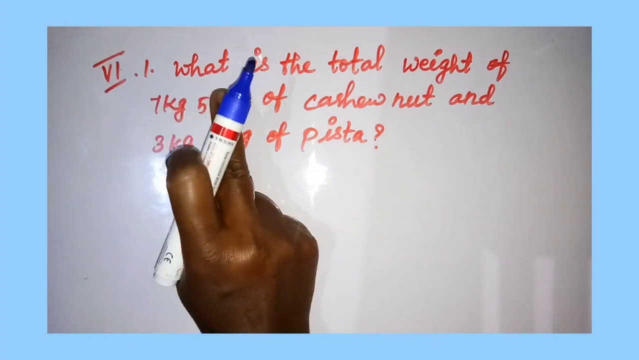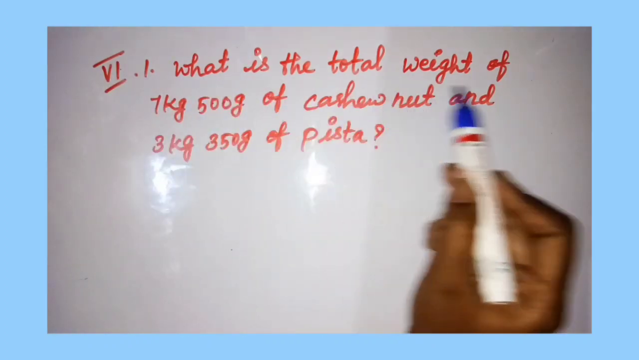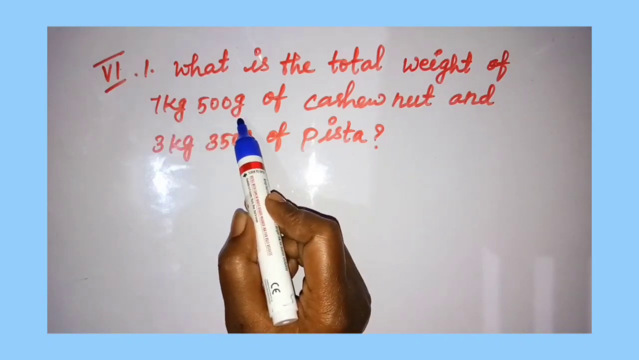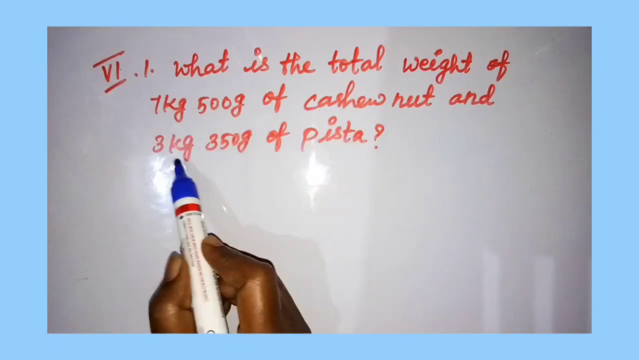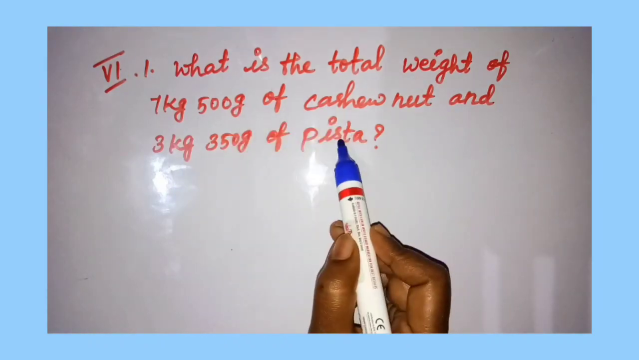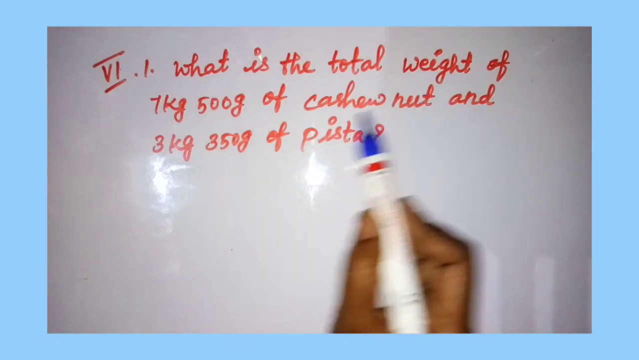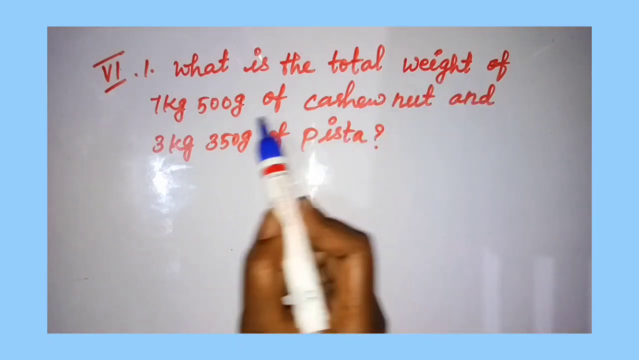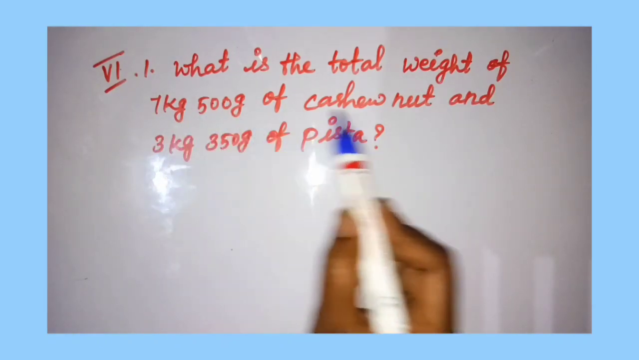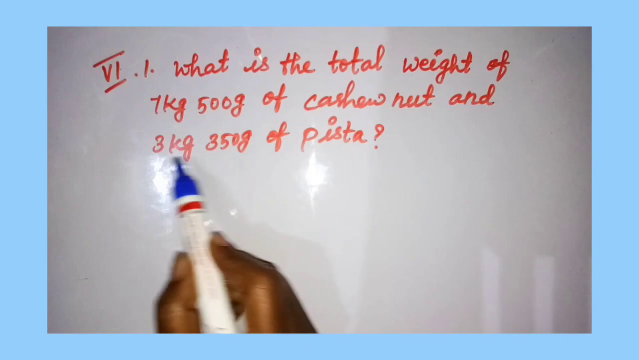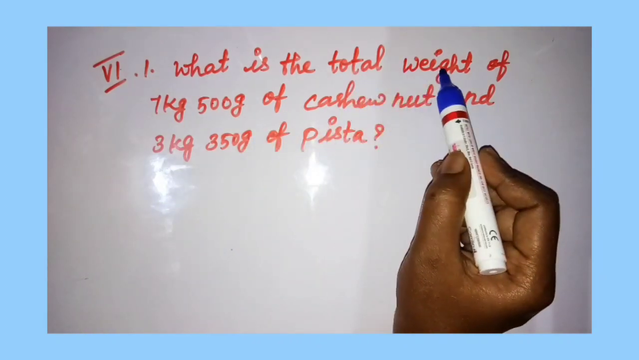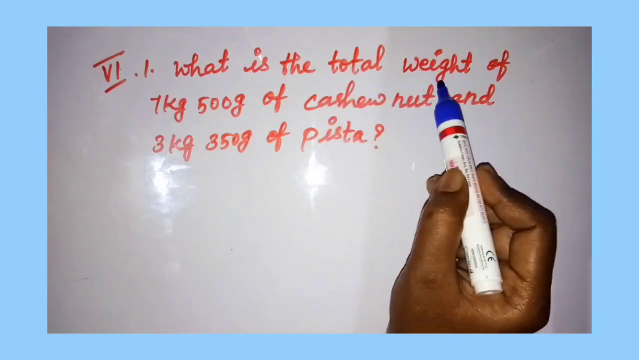Sixth Roman letter, first one. What is the total weight of 7 kilogram 500 gram of cashew nut and 3 kilogram 350 gram of pista? In this question, two values are given. One is the weight of cashew nut, 7 kilogram 500 gram. Next is pista, 3 kilogram 350 gram. We have to find the total weight.